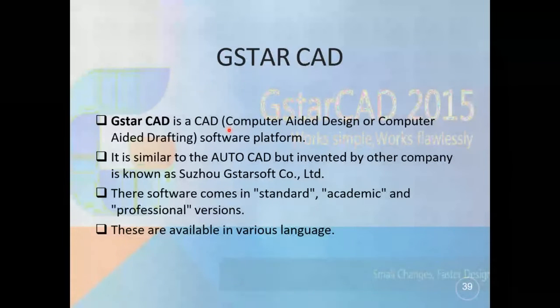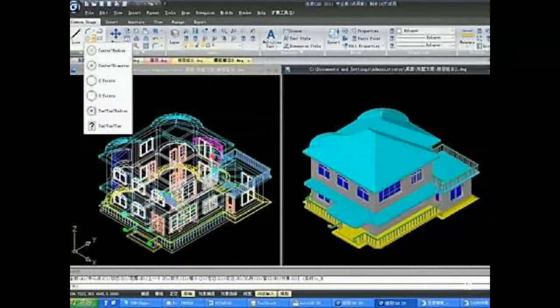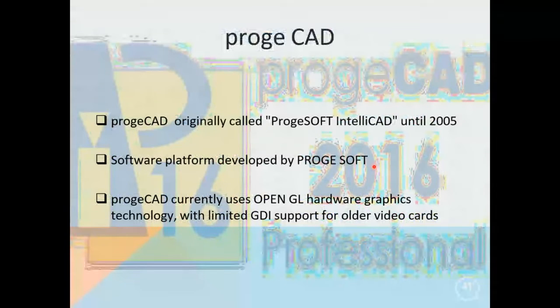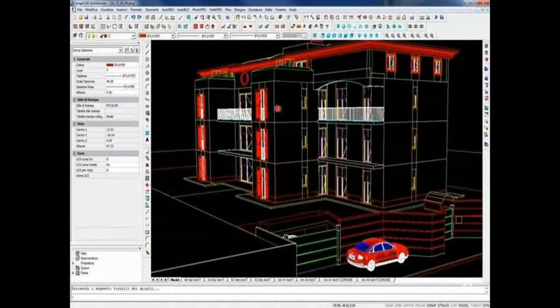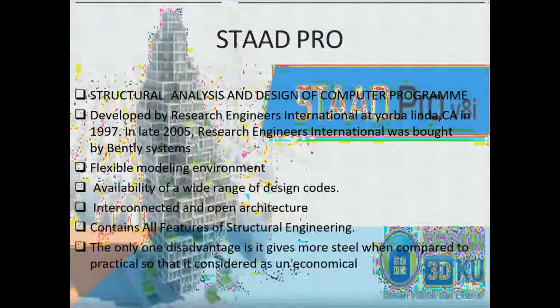This is another software, GstarCAD. It is the same as AutoCAD, but we have some different options in this software. Here we can see a 3D model of the building and also an extruded or virtual view of the model. This is also one of the software we use instead of AutoCAD, and we can see the different sections or floors inside this software.